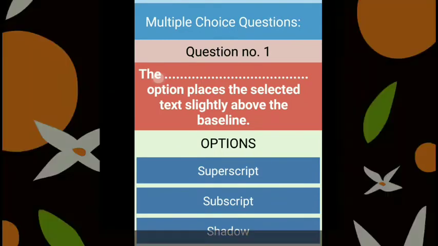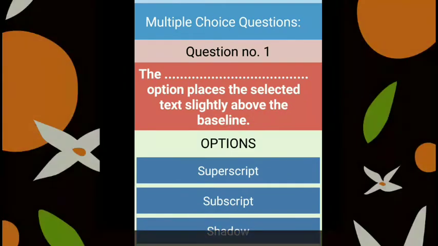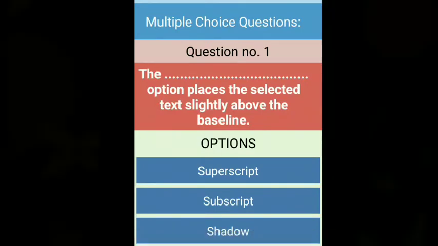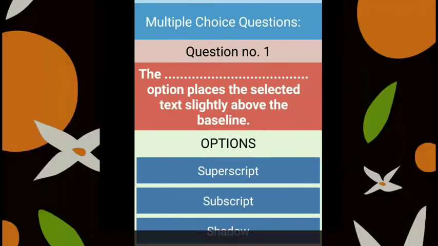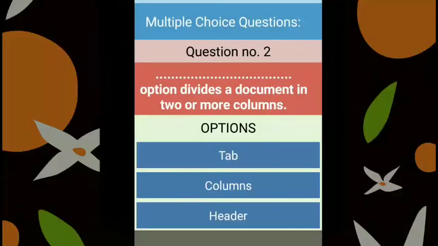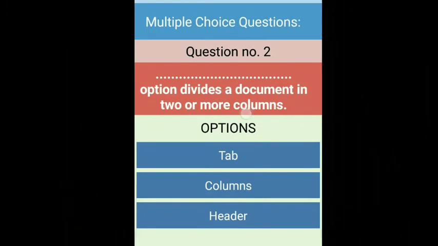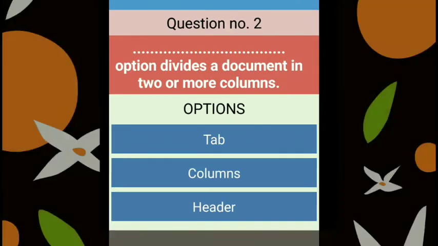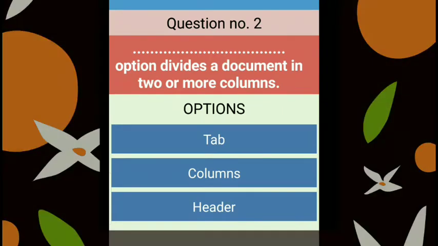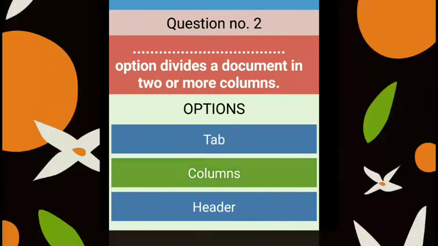The first question is, the dash option places the selected text slightly above the baseline. अगर हमें baseline से थोड़ा सा text slightly ऊपर चाहिए, then what we will use? We will use superscript option. So the right answer is superscript. Right. Answer. Second question is, dash option divides the document in 2 or more columns. अगर हमें document को columns में divide करना है, then which option we will use? We will use columns. Right.